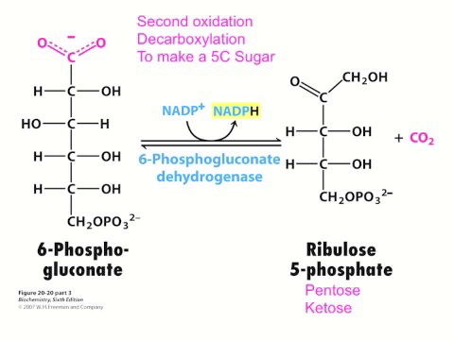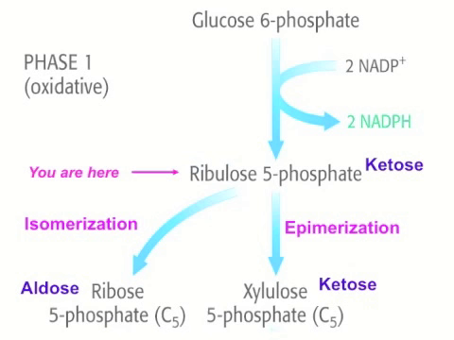Now if we look at ribulose 5-phosphate, we can see that it is a 5-carbon sugar, and therefore it is a pentose. That's where the name pentose phosphate pathway comes from. This is also a ketose. The first phase of the pentose phosphate pathway is the oxidative phase. We've taken glucose 6-phosphate and we've oxidized it in 2 reactions to form a ketose, ribulose 5-phosphate.